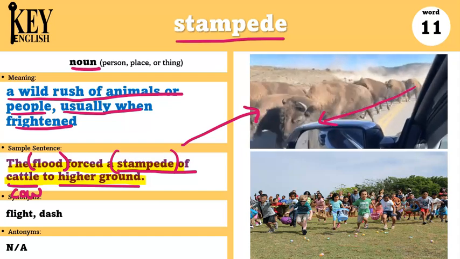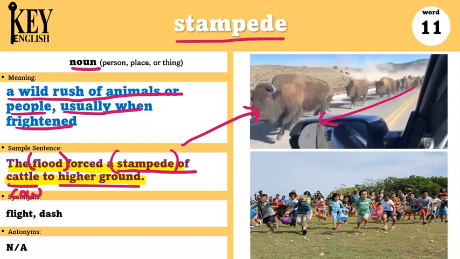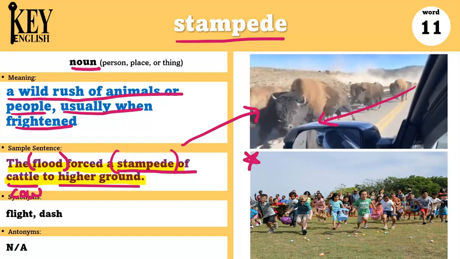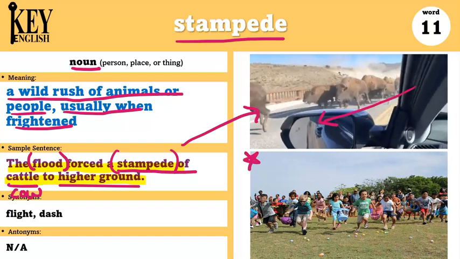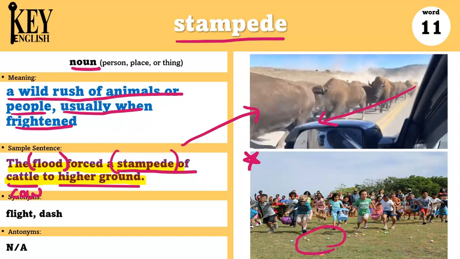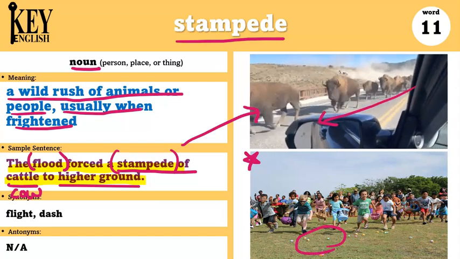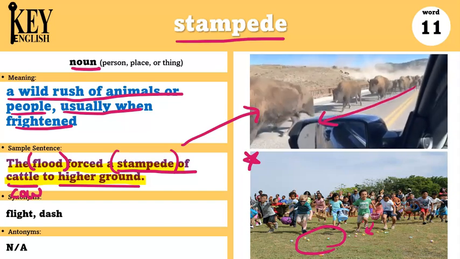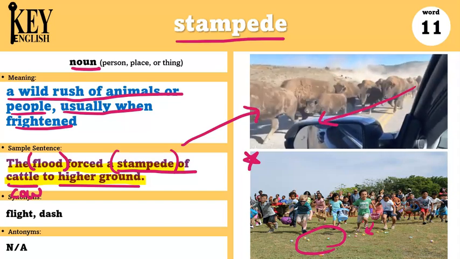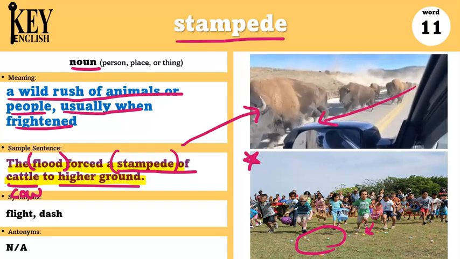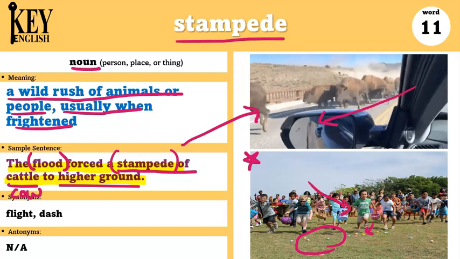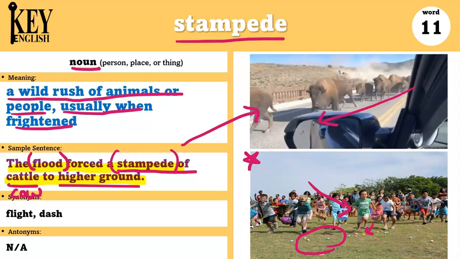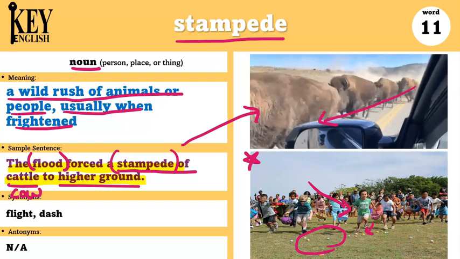It doesn't always have to be just when someone is frightened. It can also be an exciting thing. For example, there was a stampede towards the eggs during the Easter egg hunt. Have you ever hunted for eggs like this during Easter? So you can see these children are very excited, and when it was time to start the egg hunt, they all ran together to find the eggs. So we can say there was a stampede of children.